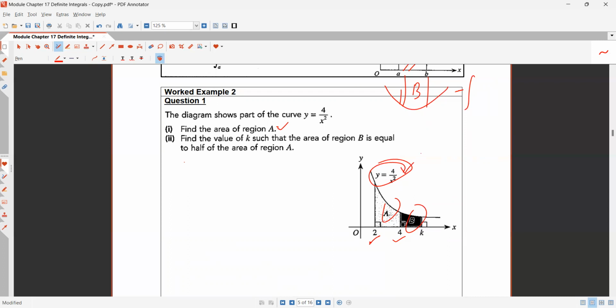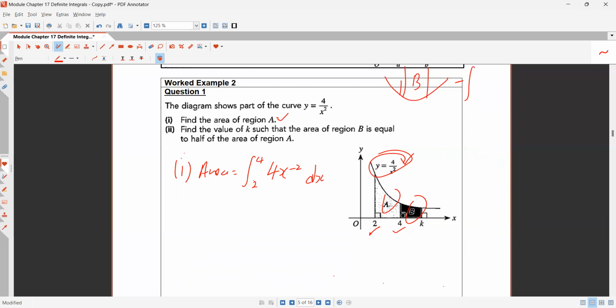Okay, so for number one, what you need to do is area of A will be equal to the integration. So what should I put as the limit if I want to find A? 2 to 4. So we will put 2 to 4. And then the function here, we will put 4 over x squared, or you can also write it as 4x to the power of negative 2, and then dx. Once you get this, you just do the integration and then substitute the 4 and 2 inside your formula. From there, you will find the area of the shaded region A.